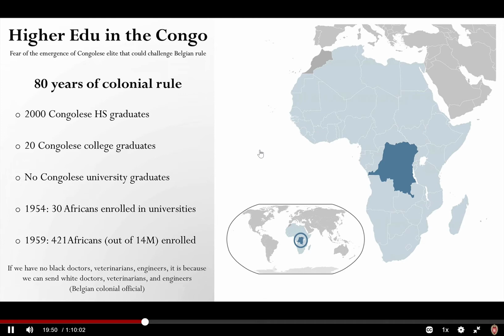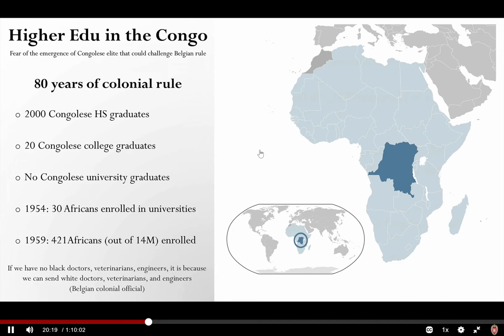A Belgian colonial official was cited as saying that if we have no black doctors, no engineers, it's because we can send white doctors. We can send white veterinarians and engineers from Belgium.